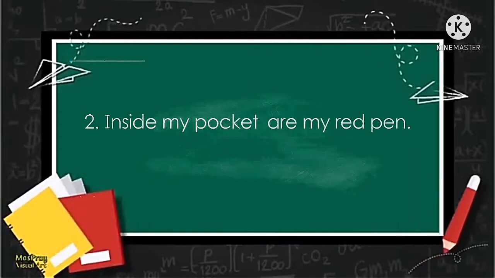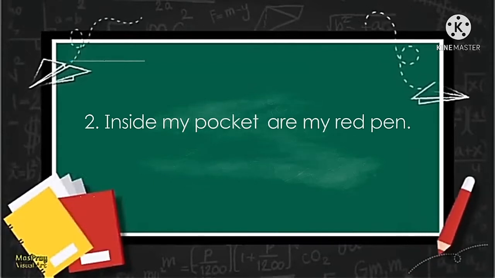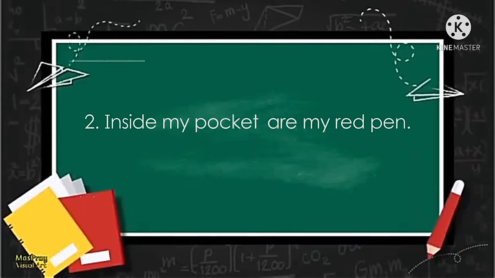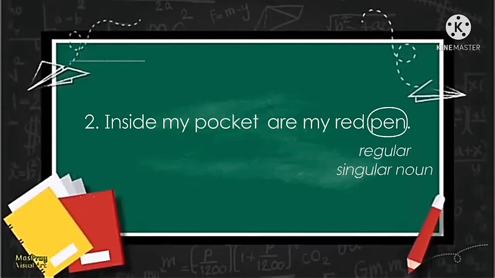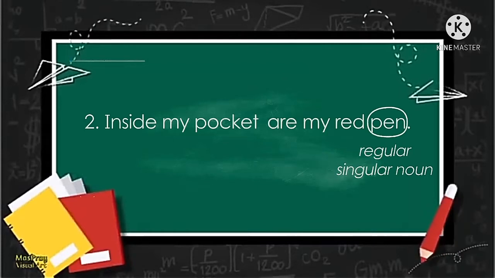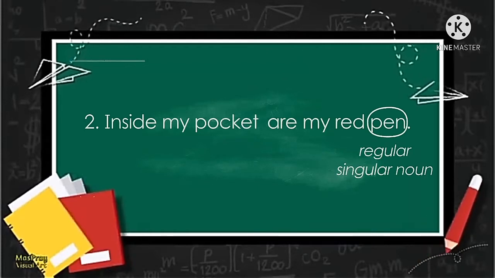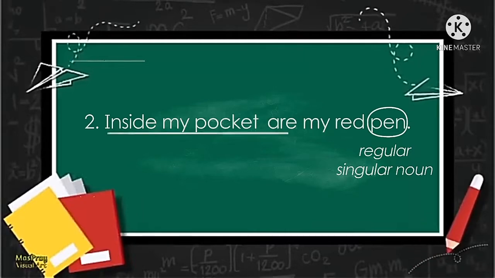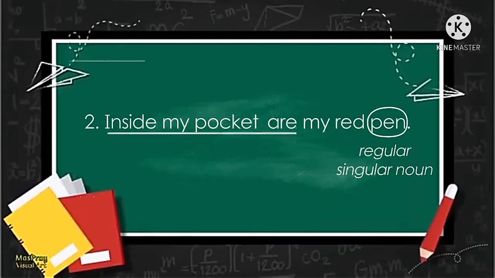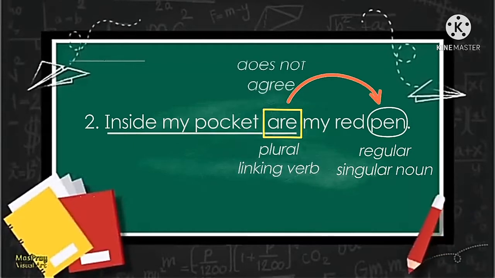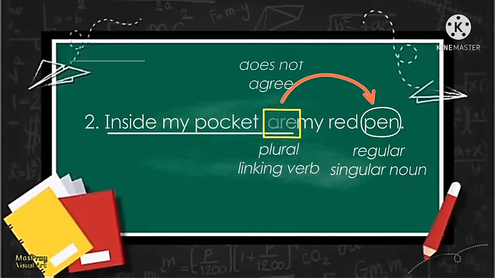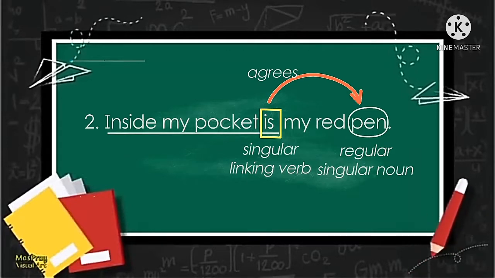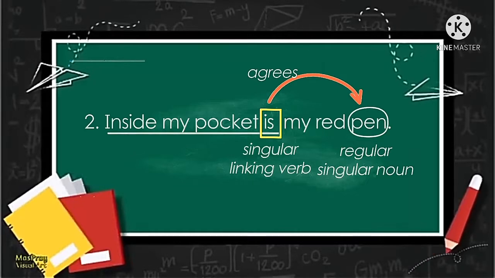Number 2. Inside my pocket are my red pen. Let's identify the subject in the sentence. Correct. Pen. Since the word pen does not have the suffix s, it is a regular singular noun. Now identify the predicate in the sentence. Inside my pocket are is the predicate. The linking verb are does not agree with the number of the subject. It should be, inside my pocket is my red pen.